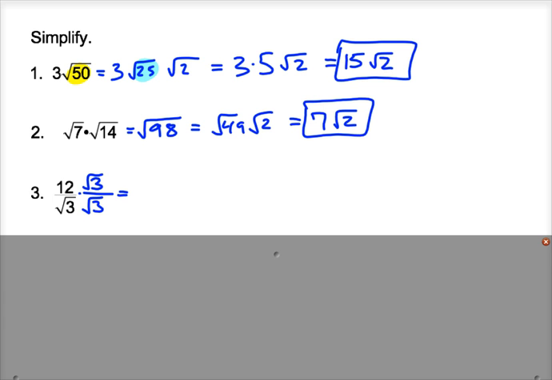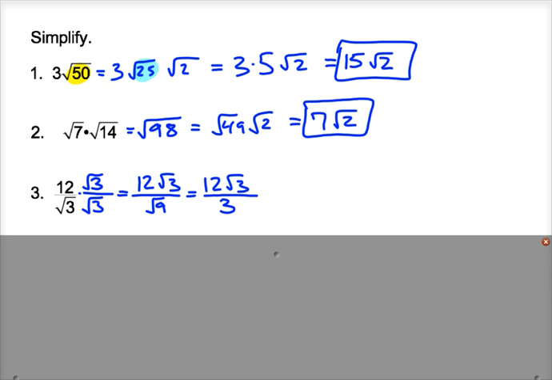The top, 12 times the square root of 3, nothing changes. I can't multiply them together because one's in the square root and one's not. So I get 12 square roots of 3. In the bottom, I get the square root of 3 times the square root of 3, which is the square root of 9. And I actually know what the square root of 9 is. The square root of 9 is 3.